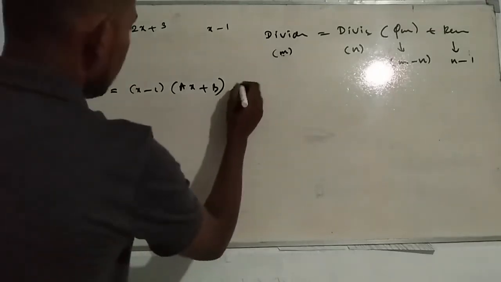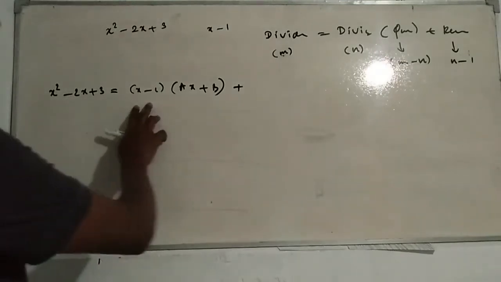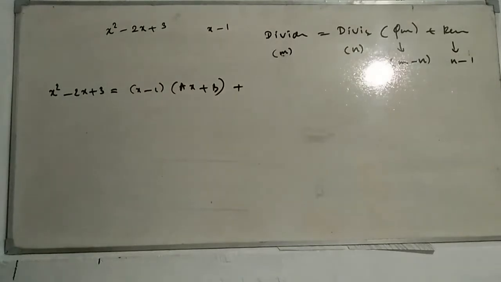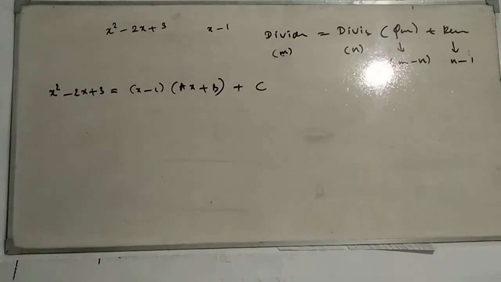Plus, look at the degree of the remainder. If you look at the divisor, the degree of the divisor is 1. So 1 minus 1 is 0. That means the degree of the remainder is 0, so we can write it as a constant, any constant c. Now we have to find a, b and c.